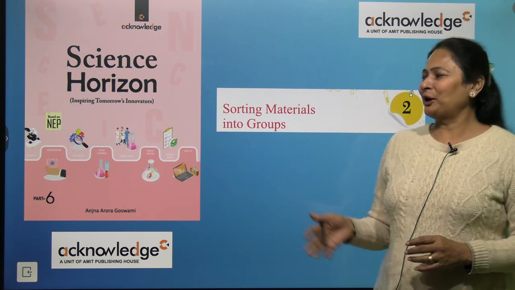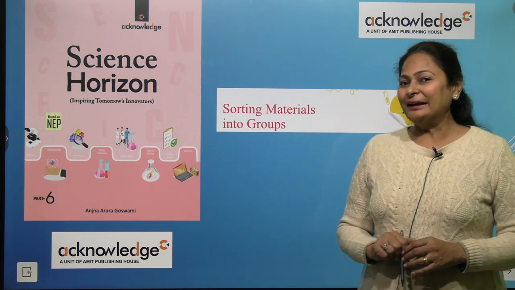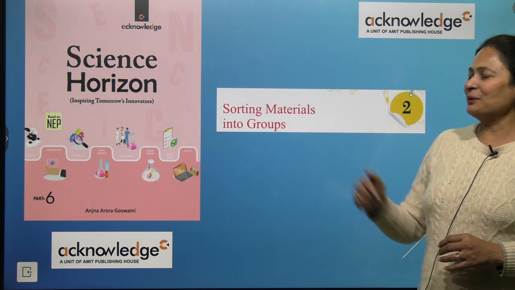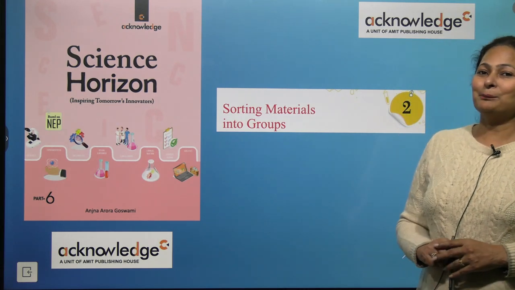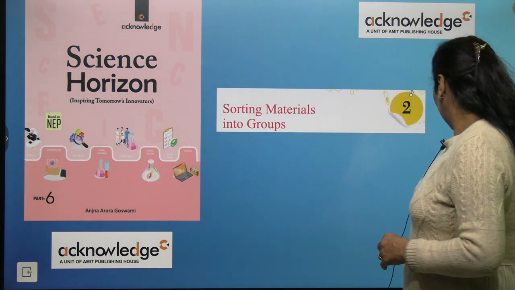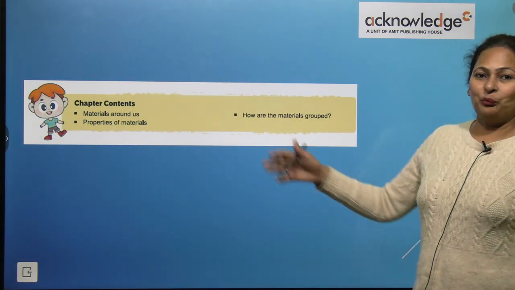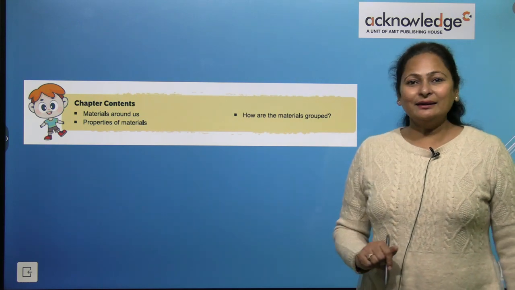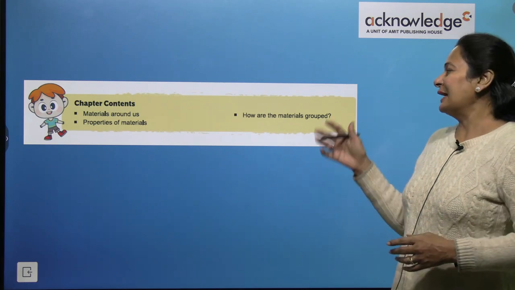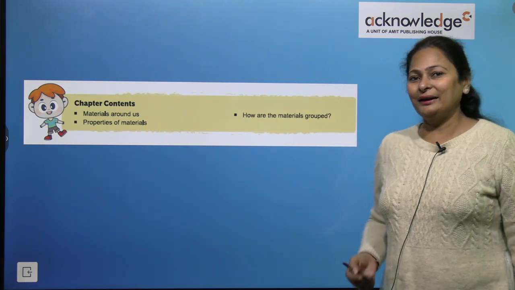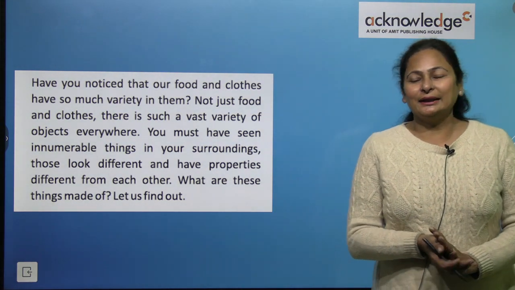Today I am back with chapter number 2, which is Sorting Materials into Groups, of your course book Science Horizon, Class 6 by Amit Publishing House. So let's see what we are going to learn in this chapter. The topics that we are covering are materials around us, properties of those materials, and how the materials are grouped. So let's start with the chapter, kids.